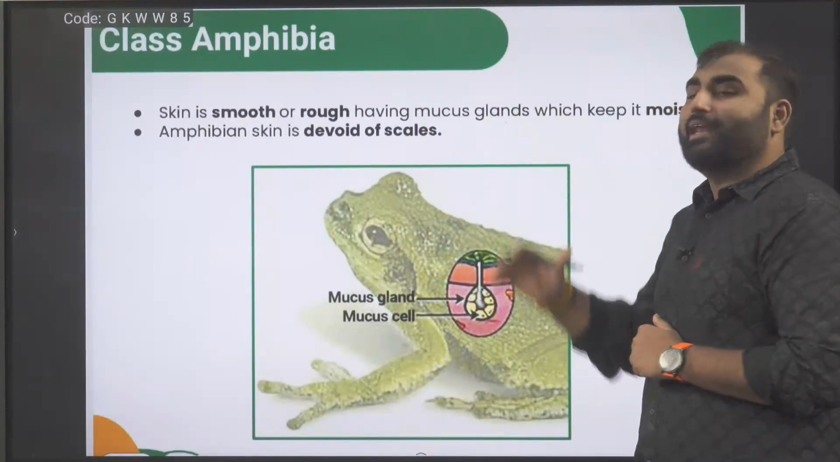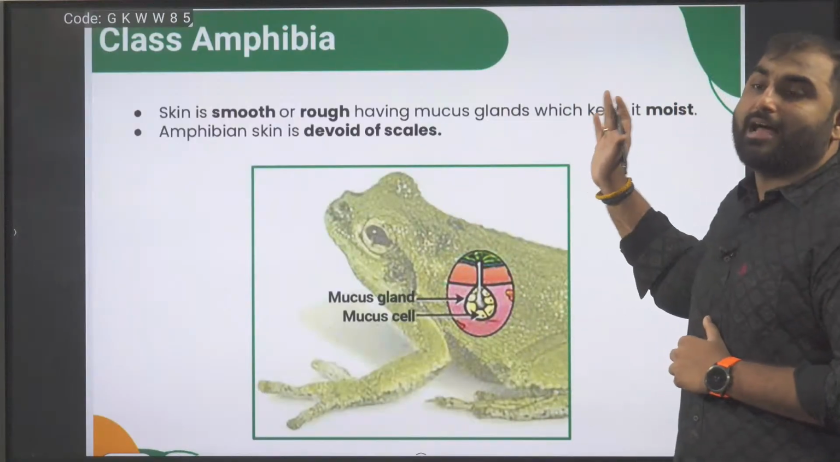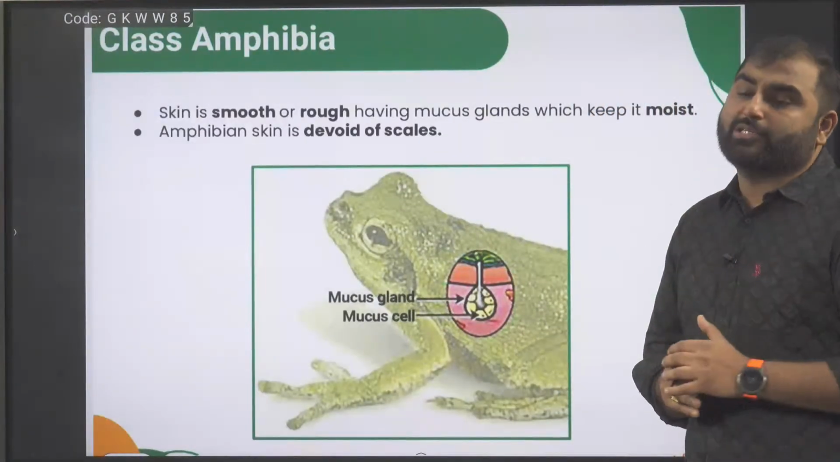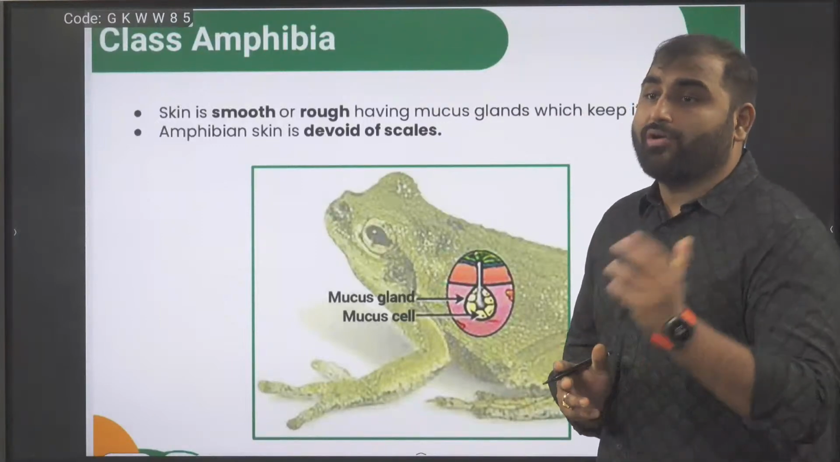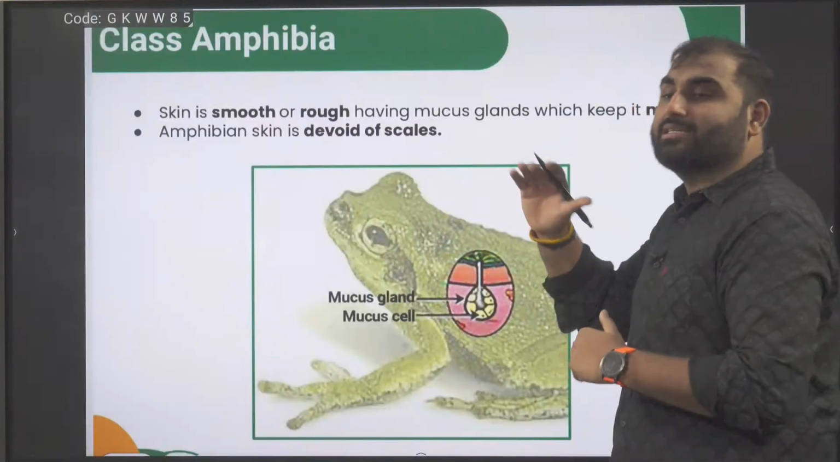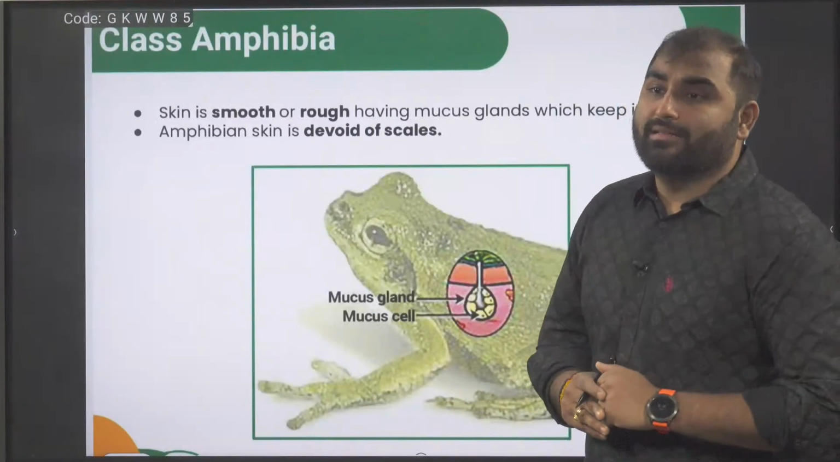They have the mucus gland, which keeps the skin very moist. And that moist skin is absolutely important because using moist skin, they are going to do the respiration. The gaseous exchange is going to happen, which you call as what respiration? Using the moist skin as respiration. What is the respiration called? In the chat box, I need the answer.